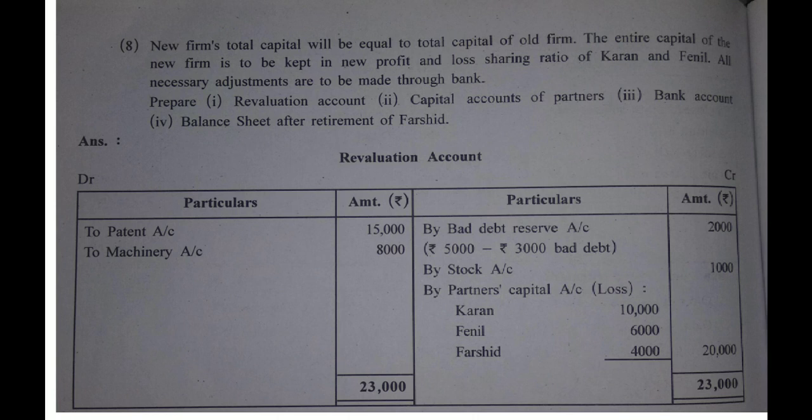Alright. Revaluation account credit side, the very first effect, by bad debt reserve account 2,000. How? The adjustment says that you are supposed to write off the bad debts of rupees 3,000. Yes. So we have a provision for doubtful debts which is already rupees 5,000. You have written off 3,000 from the same. So how much amount is remaining? 2,000. So this amount is to be credited in revaluation account.